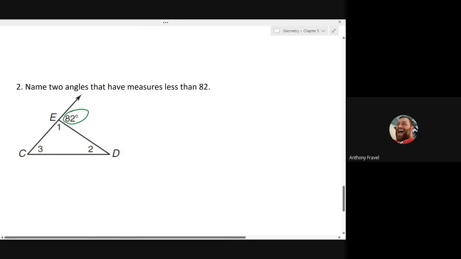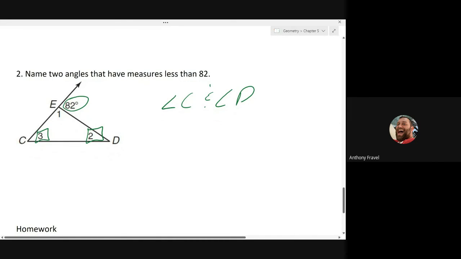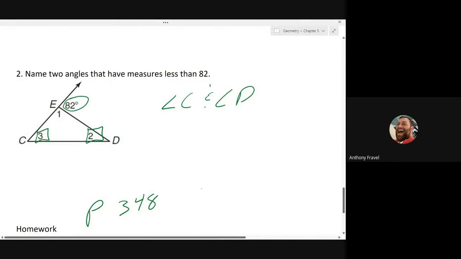All right, same thing on number 2, the same sample problem. It says name two angles that have measures less than 82. 82 is my exterior angle, so I need to find the two angles that do not touch that vertex at all. The ones that don't touch angle E are going to be angles 3 and 2. So the two angles that are less than 82 are angle C and angle D. Both of those are going to be less than 82. Again, nothing too crazy, but that's really what it was.